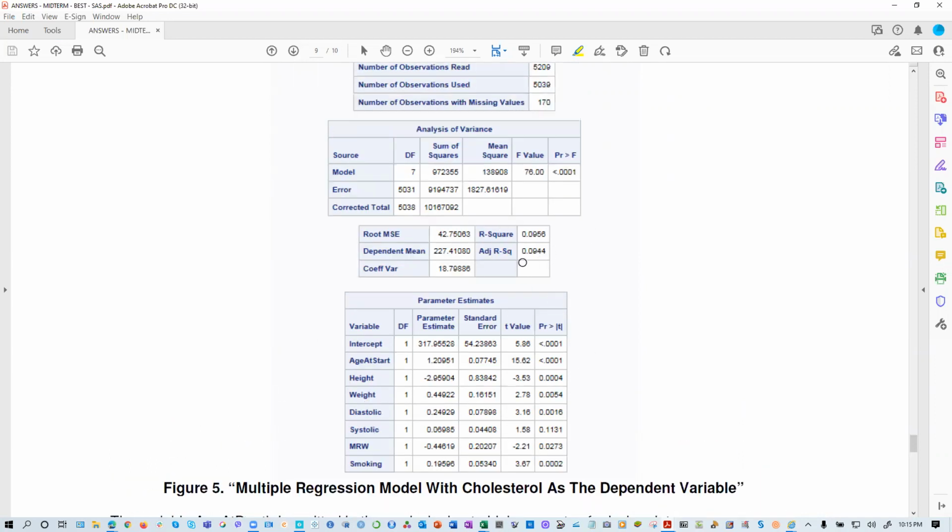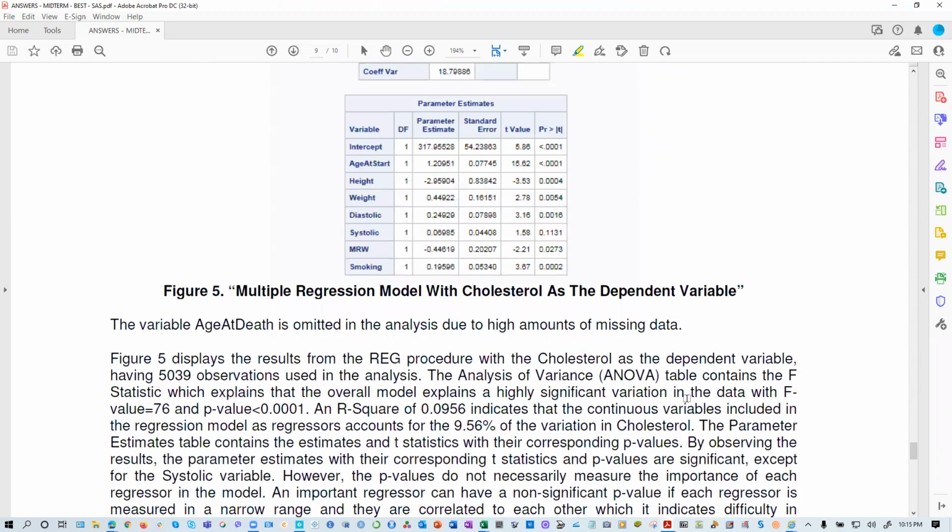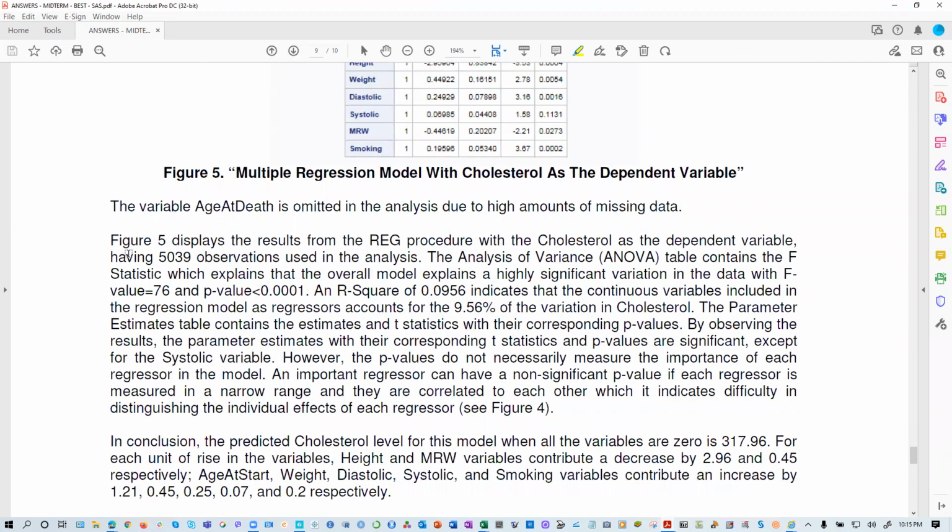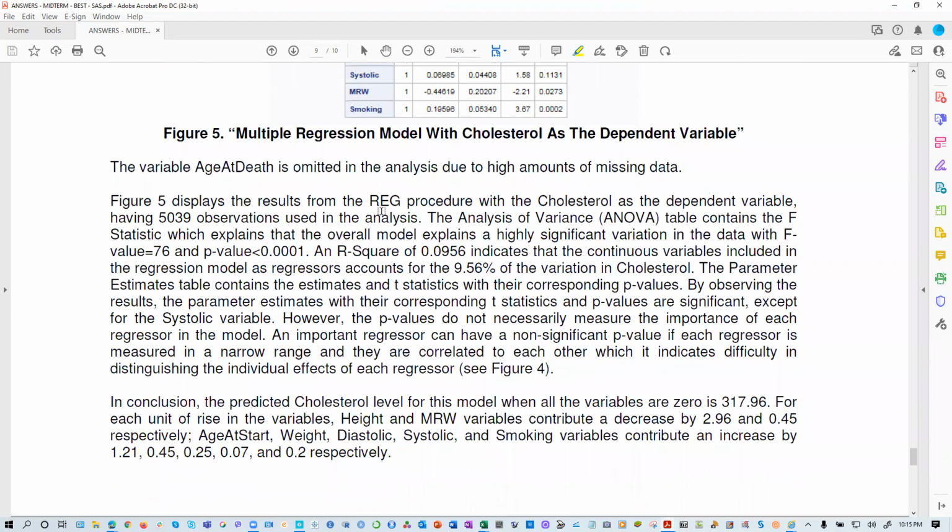And on the other hand, you can talk about, see, 0.9, the correlation coefficient. And then we're going to talk a little bit about this again, about the correlation under multicollinearity, later on, okay? But for the time being, whatever you see, you can mention here, the figure. You see, figure 5 displays the results from the regression procedure with cholesterol as the dependent variable, having this many observations. The table contains the statistics explaining the overall model, explaining the highly significant variation in the data. An R squared of this much, including the regression, that it will account for. This much of the variation in cholesterol has been explained.